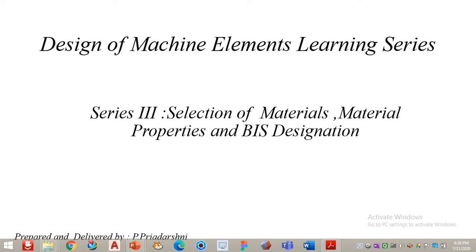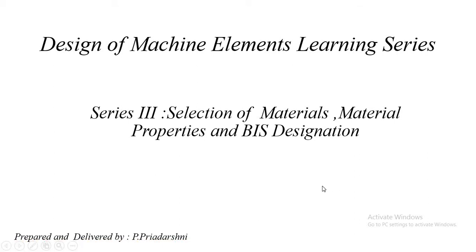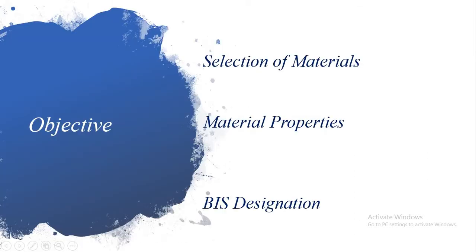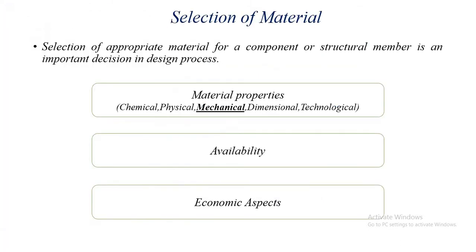Welcome to Design of Machine Elements Learning Series, Series 3, Selection of Materials, Material Properties and BIS Designation of Steels. The objective of this presentation is to understand the importance of selection of materials, the significance of material properties and the BIS designation of steels. Selection of an appropriate material for a component or a structural member is an important decision in a design process.